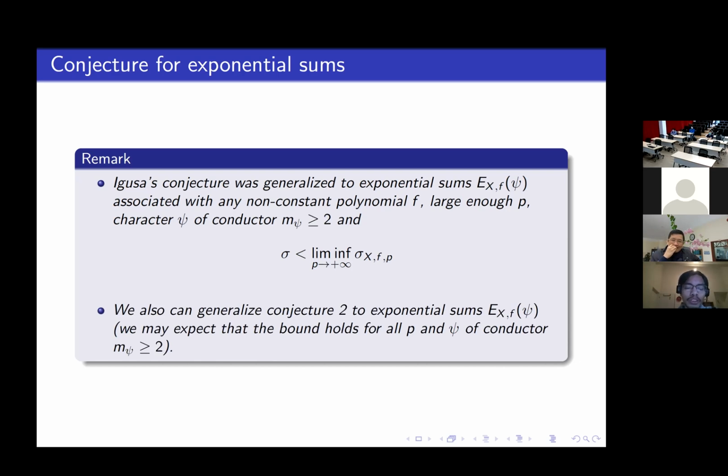The third remark is that we can also generalize Conjecture 2 to the exponential sum E_{X,F}(ψ). Of course, we expect that the bound holds for all p and ψ of conductor m_ψ at least 2. I'm not sure that when we play for general X, the conjecture can hold for m_ψ equal to 1 or not. I don't know.